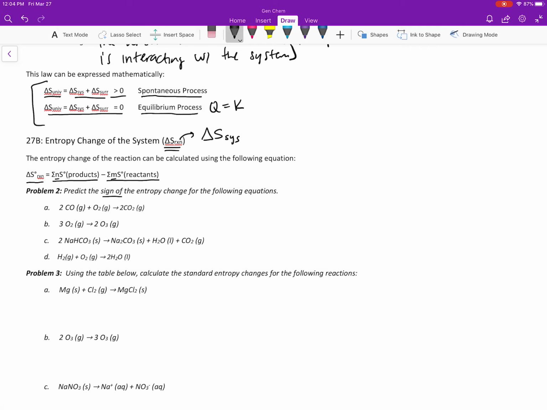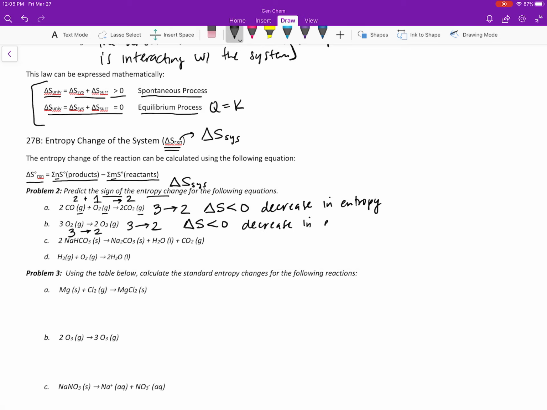So first, let's predict the sign of entropy change for the following equations. Looking at left to right, I see that I'm going from two different gaseous substances to something that's gas. I have 2 on one side plus the third, so 3 going to 2. Anytime I have a decrease in the amount of moles, so I'm going from 3 to 2, this suggests a decrease in entropy, meaning delta S will be less than 0. When I go from 3 O2 molecules to 2 ozone molecules, I'm making the same kind of change. So we're going to see that the entropy is less than 0 because it is decreasing.